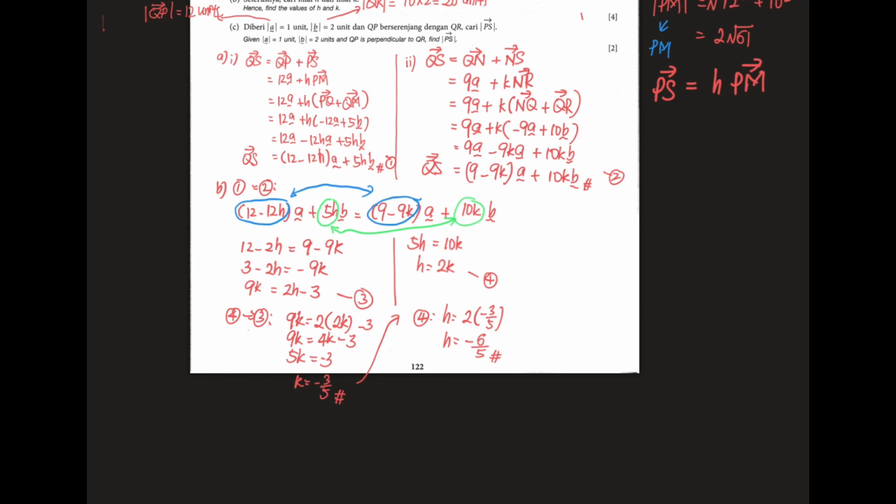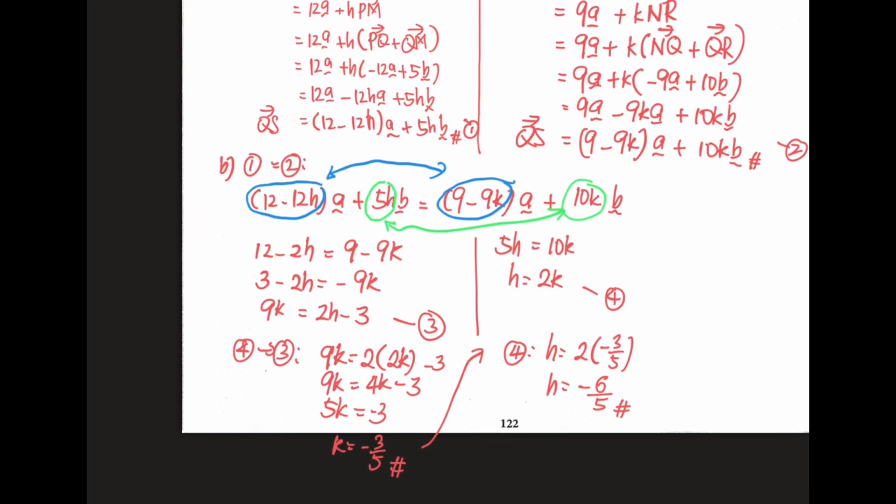Part A part 1, 12 minus 12H A plus 5H B, this is correct. Part A part 2, 9 minus 9K plus 10K B, part 2 is correct. Part B, H equal to 2K is one of the equations. Another equation is, something wrong with this equation. Okay, 12 minus 12H. Oh, there is a mistake here.